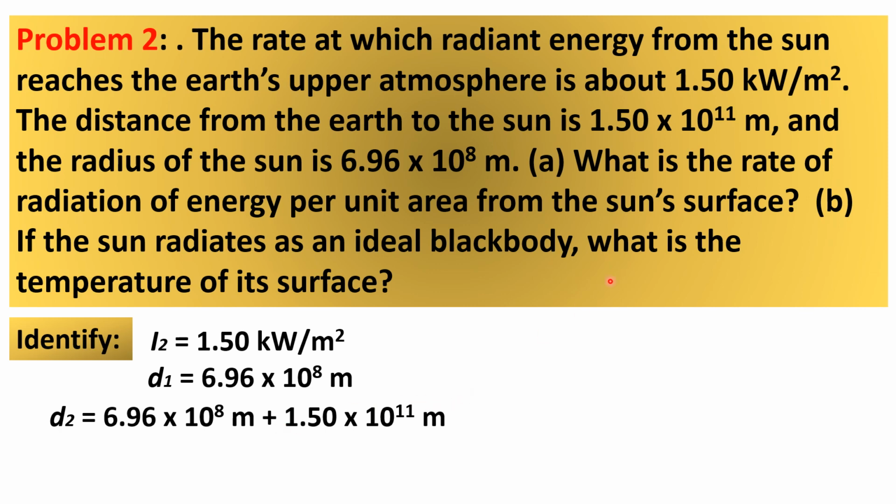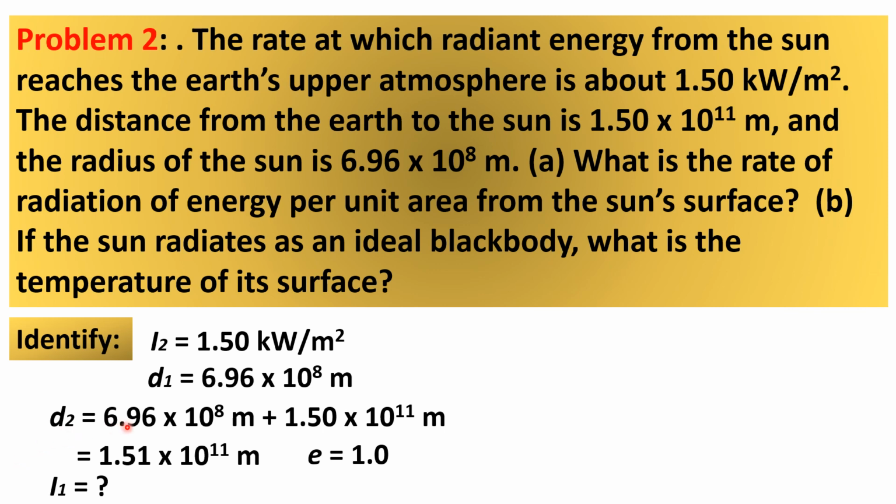The quantity that is being asked in letter A, the rate of radiation of energy per unit area from the sun's surface, will be labeled as I sub 1. That is our unknown variable, I sub 1. Take note, we are also assuming that the sun is an ideal black body. Hence, its emissivity value is equal to 1.0.